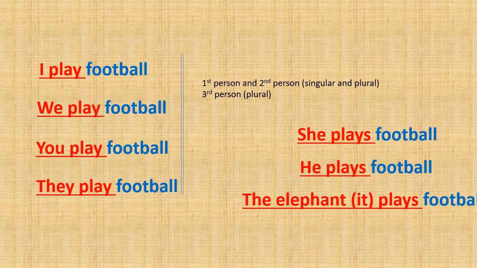So in short, we can say that third person singular number, he, she, it, or any name, takes the main verb or the action verb by adding an s at the end of it, whereas all the other persons and numbers take the main form of the action verb. Okay.